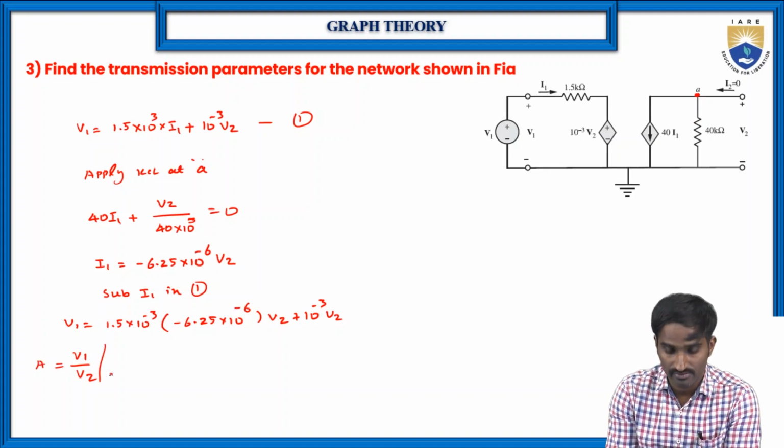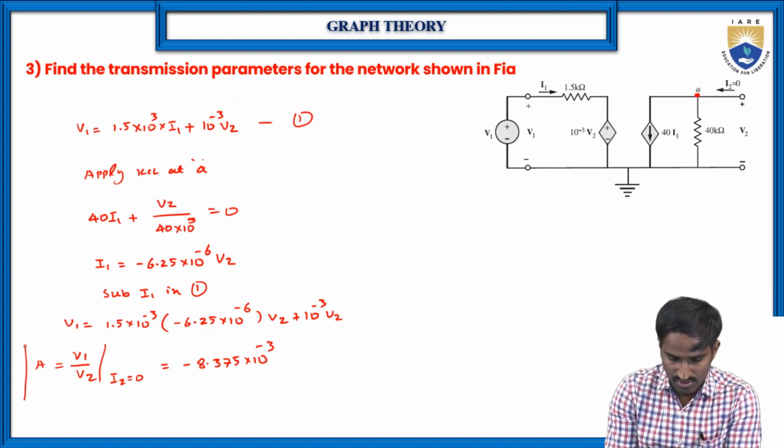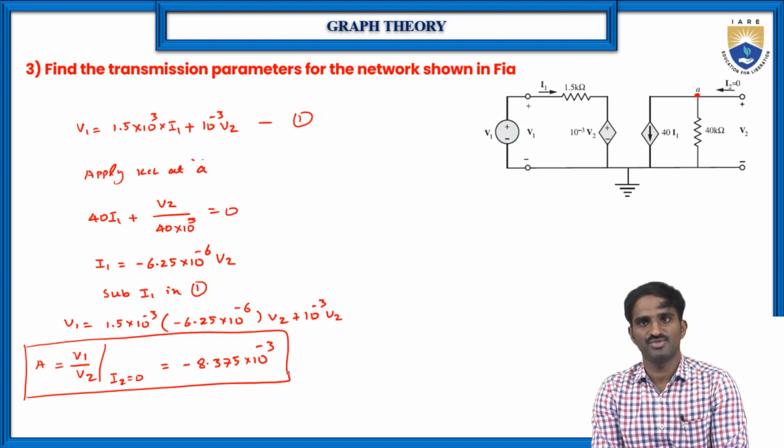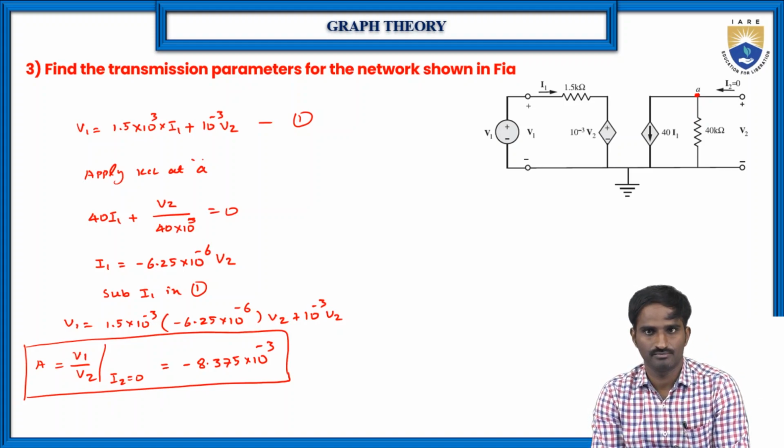So at I2 is equal to 0, the value here is minus 8.375 into 10 to the power of minus 3. So this is how we can find the value of the transmission parameter A, right.